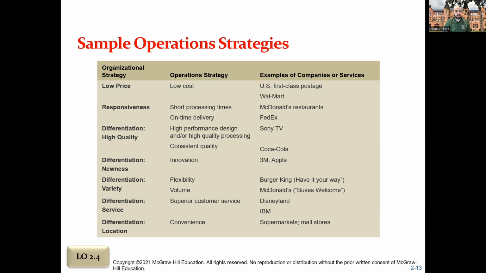If your organizational strategy is a differentiation strategy, there are various types of differentiation strategies: being newer than everyone else, offering a lot of variety, offering better service, or just having a better location. So newness would be, how's operations going to achieve that strategy? They're going to innovate. So 3M and Apple are examples there. Variety, you need to have flexibility and get out a lot of volume if you're going to have a lot of different good items. Burger King, have it your way.